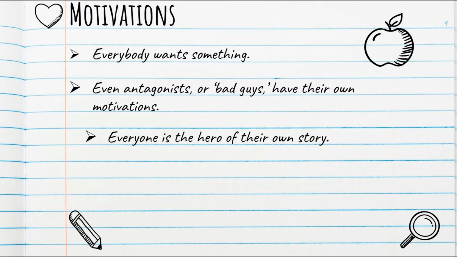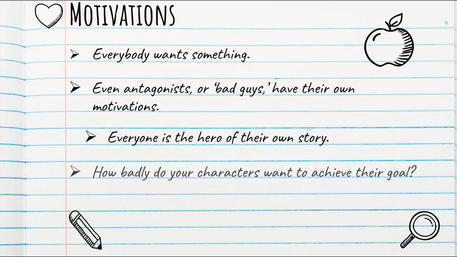Assuming it's a person, of course. Now, we talked about how sometimes antagonists can be characters that are not people, something like the weather. The weather doesn't have a goal, it's just a force of nature. But any character that is an actual person or in any way has a personality will have goals. Even if that goal is just to continue to exist, that's still a goal. Okay? So the question is, how badly do your characters want to achieve their goal?